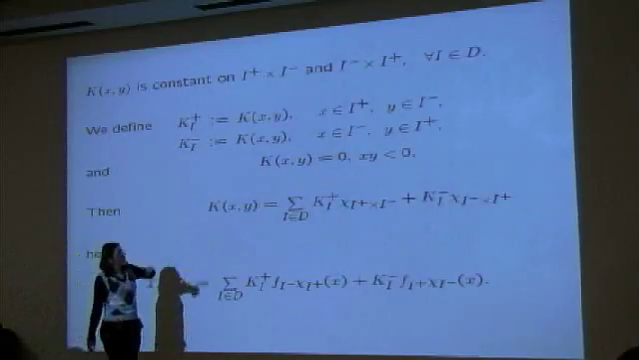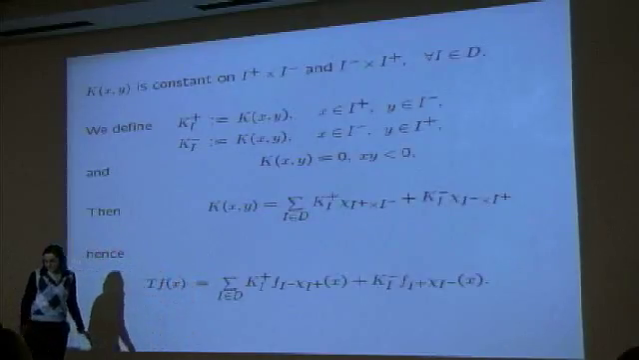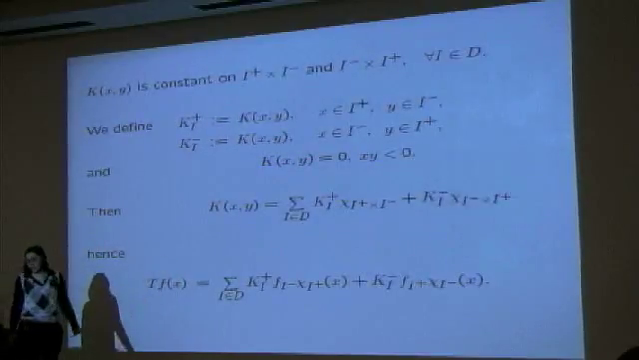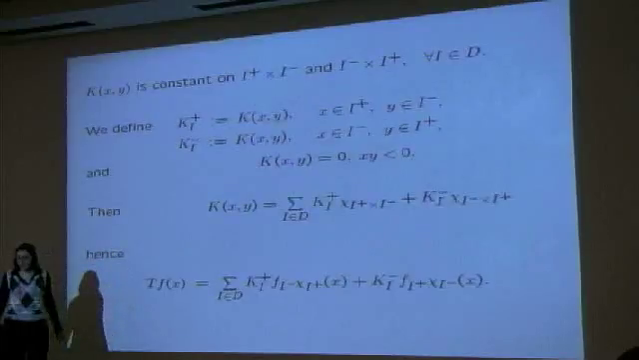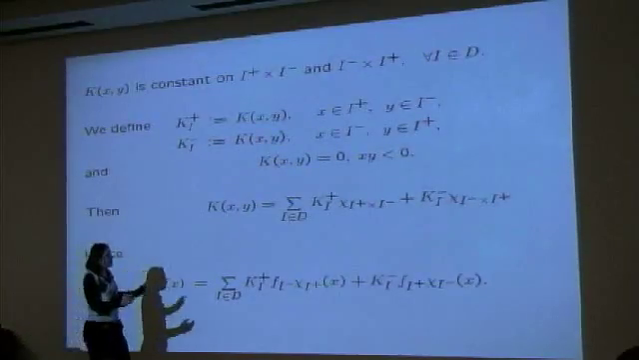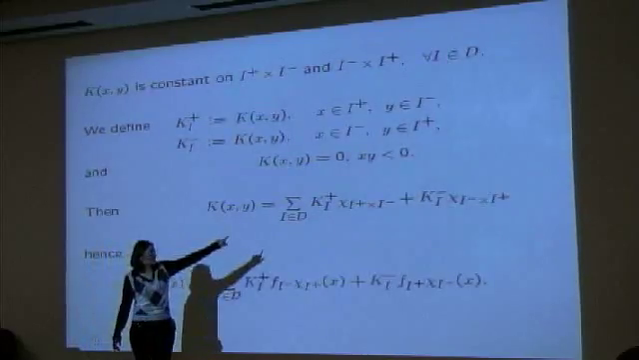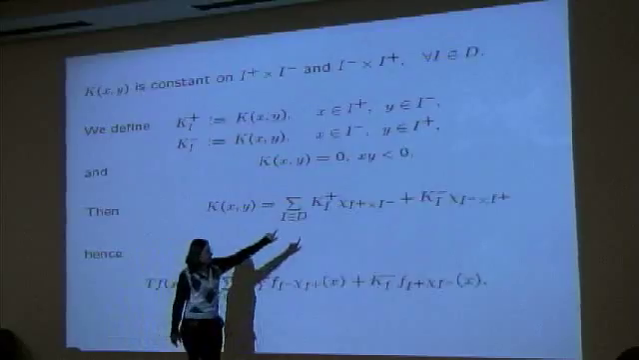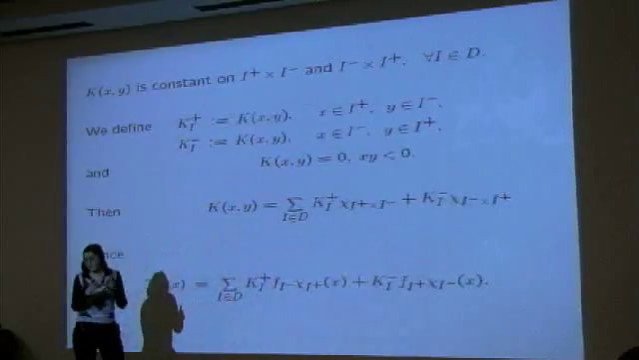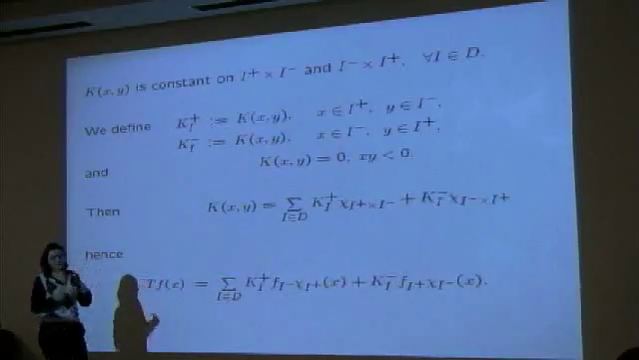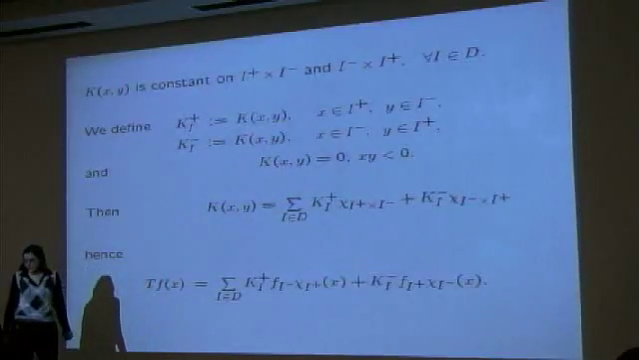And it has to be 0 because of the decay condition, because of the size condition, whenever your x and y have different numerical sign. All right? Then our kernel can be written this way: it's k_I+ whenever you are in the product of I+ times I-, right? It's k_I- whenever you are in the product of I- times I+.